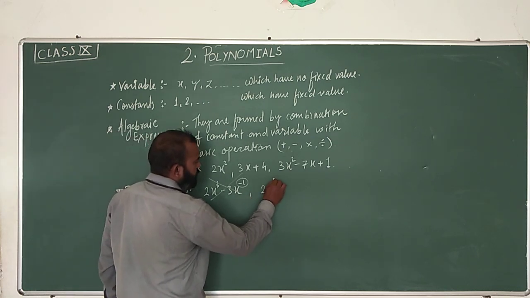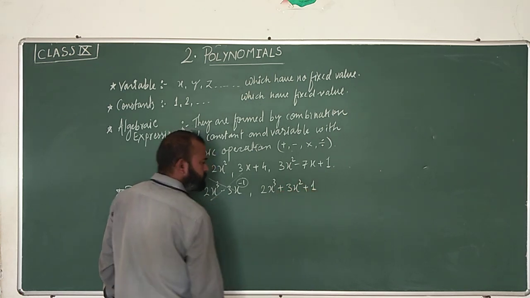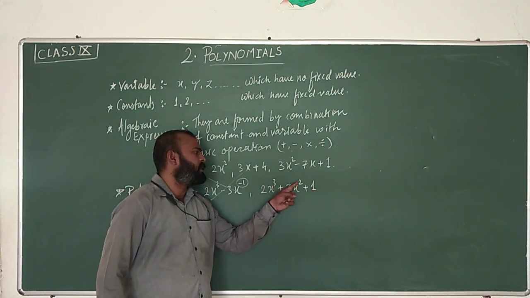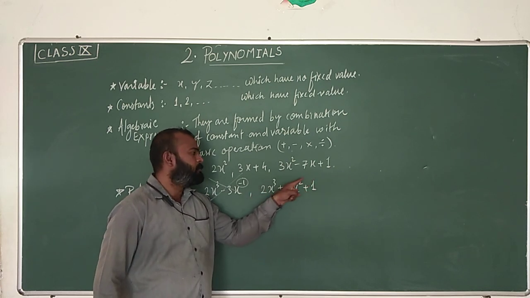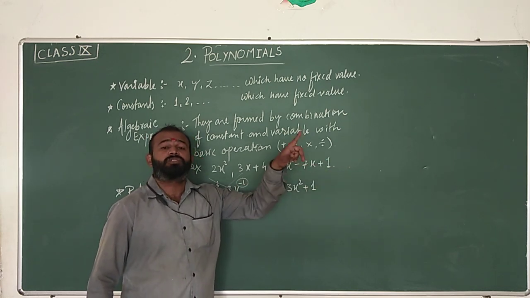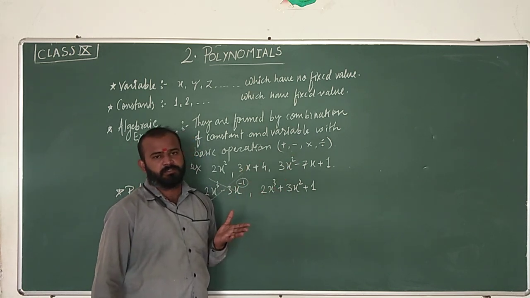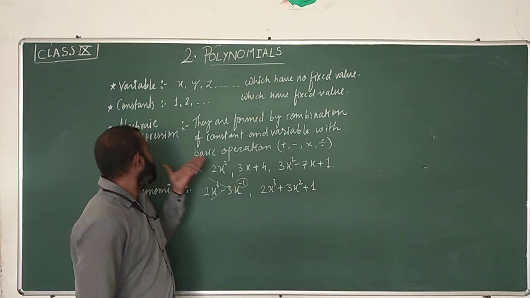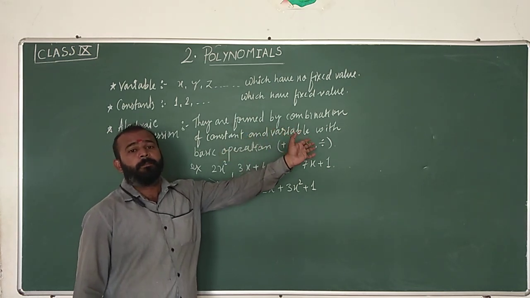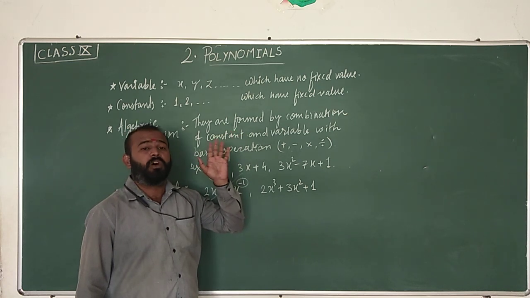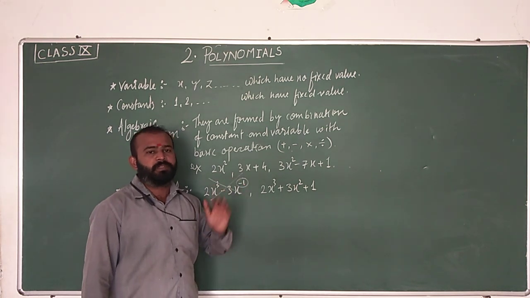Example, 2x cube minus plus 3x square plus 1. This is a polynomial because if we think about the powers, all the powers are positive, meaning whole numbers, so we can say that this is called a polynomial. So what are polynomials? Again I am repeating, the algebraic expression in which the variables have positive or whole number as a power is called a polynomial.